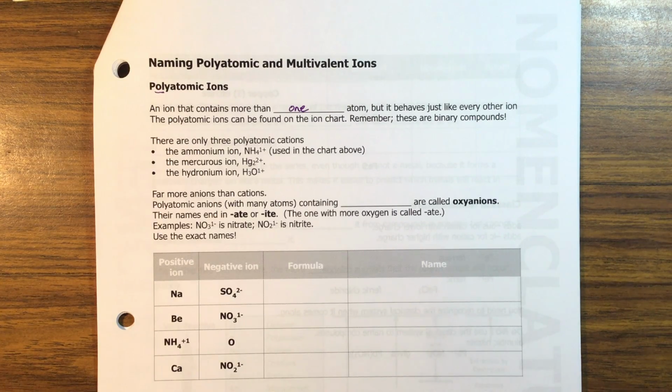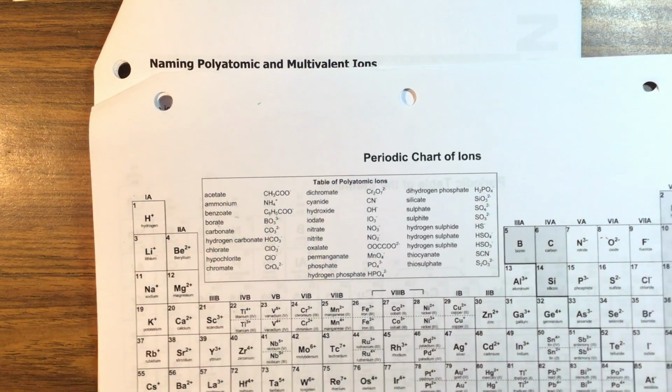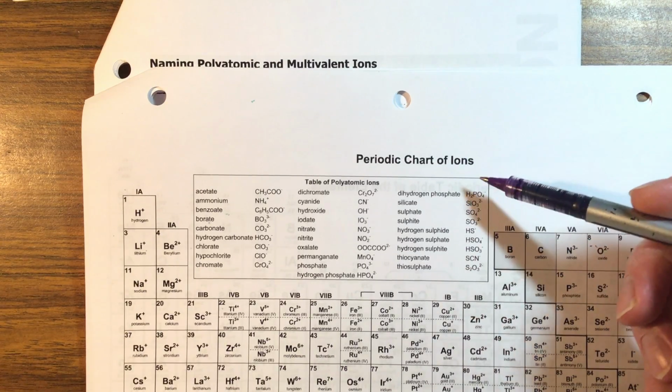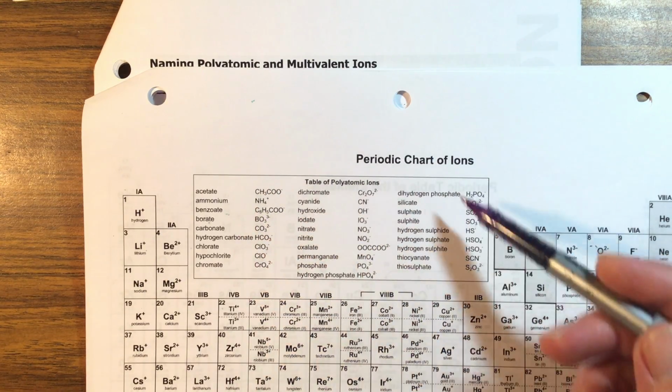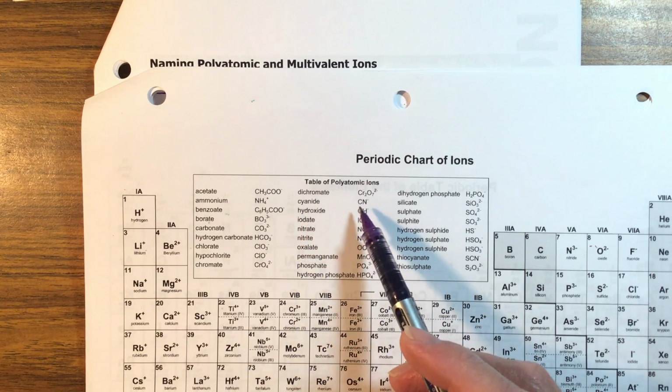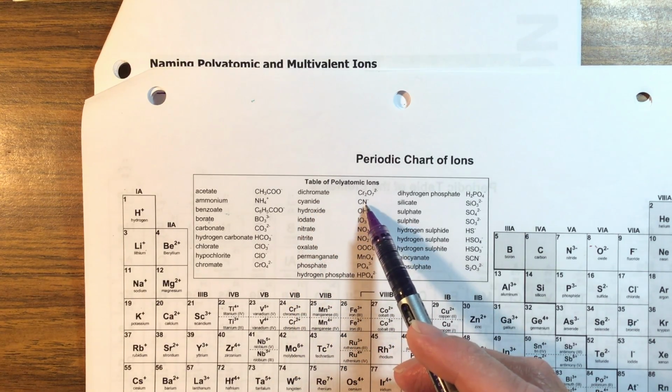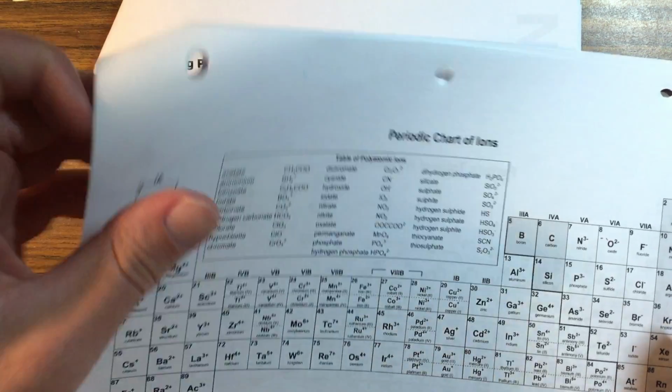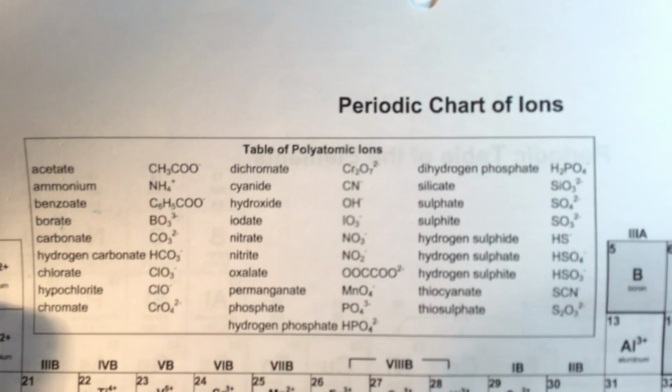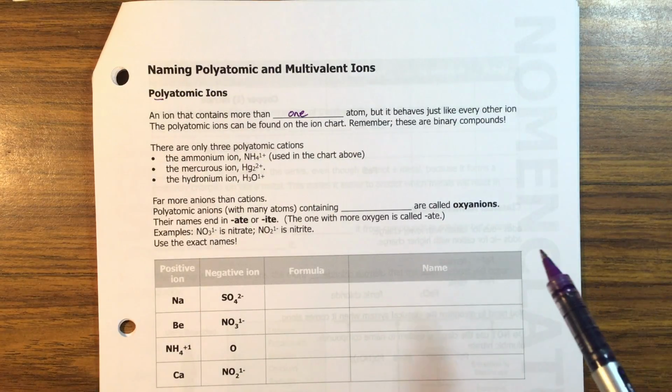Remember, these are binary compounds. So on our periodic table of the ions, we've got our ion chart right here. These are polyatomic ions. Cyanide, CN1 negative. It's kind of hard to see that CN1 negative, but there it is.